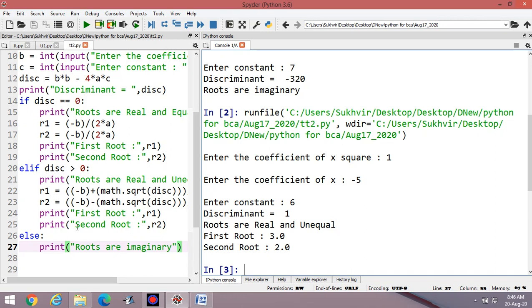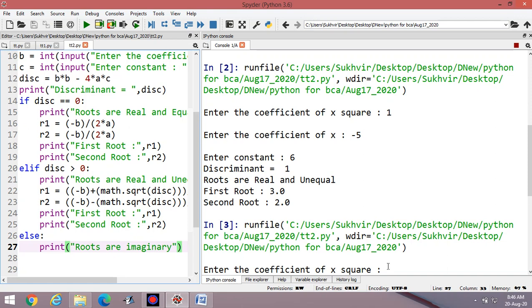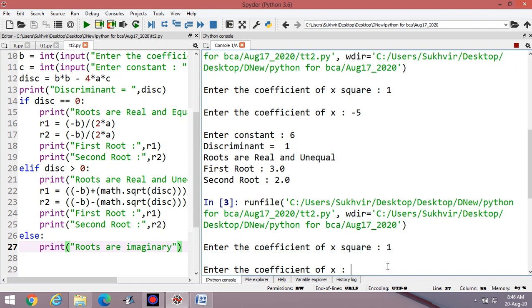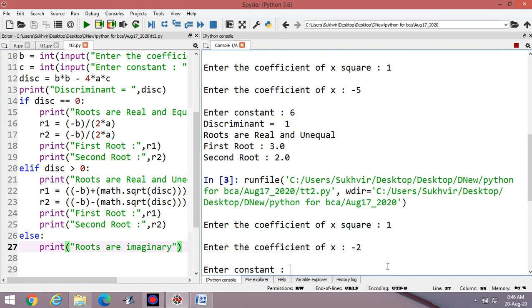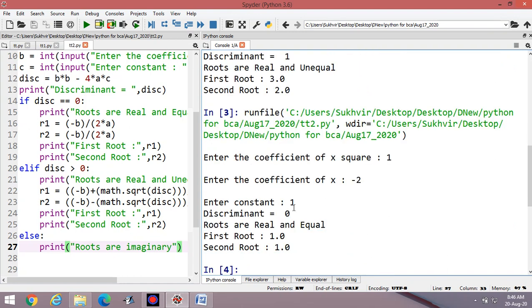Then this one, if discriminant is greater than 0, it means roots are real and unequal. Let us study about the first block. Suppose I write 1, then minus 2 and 1. In this case, discriminant is equal to 0. It means roots are real and equal.